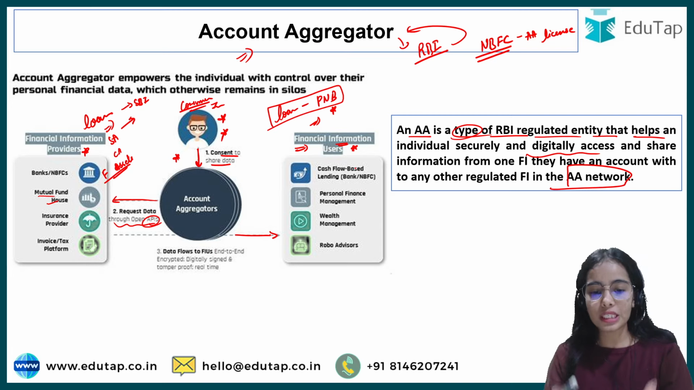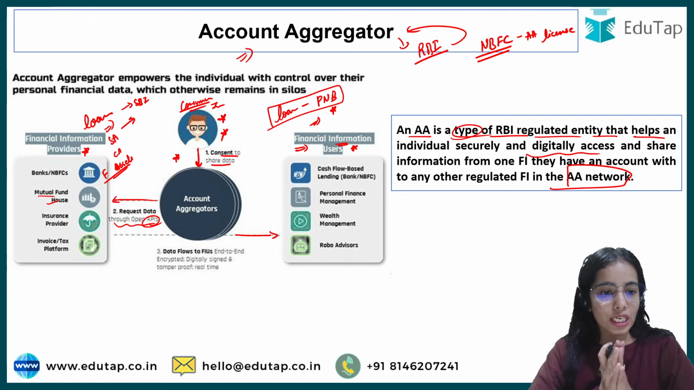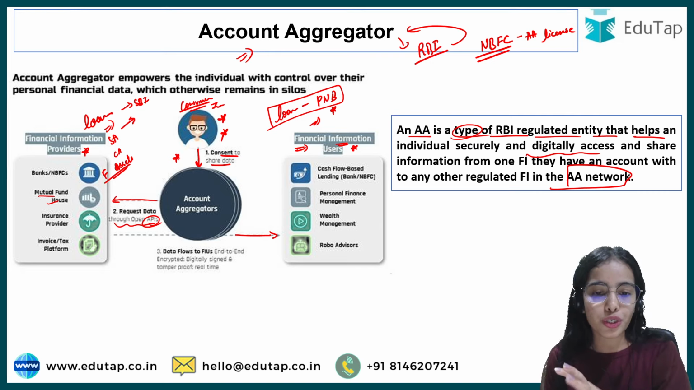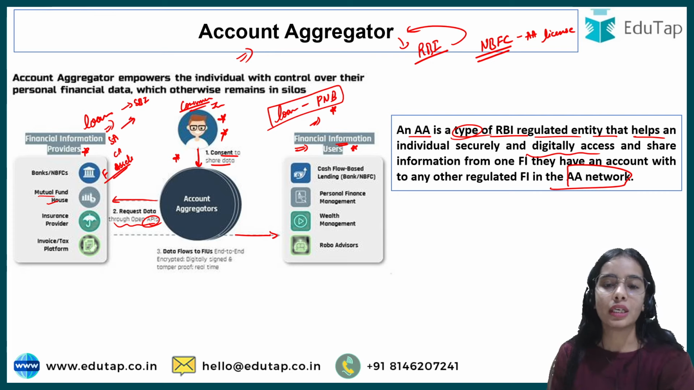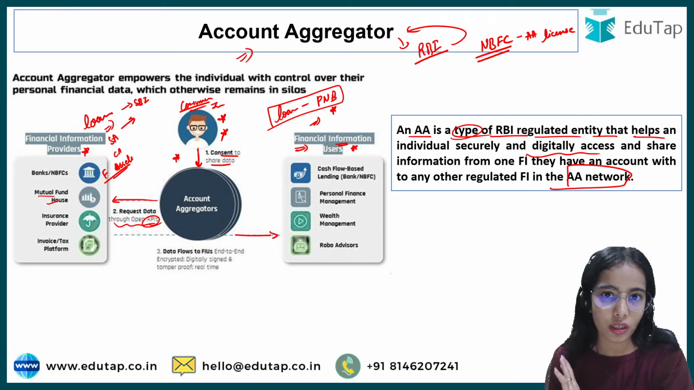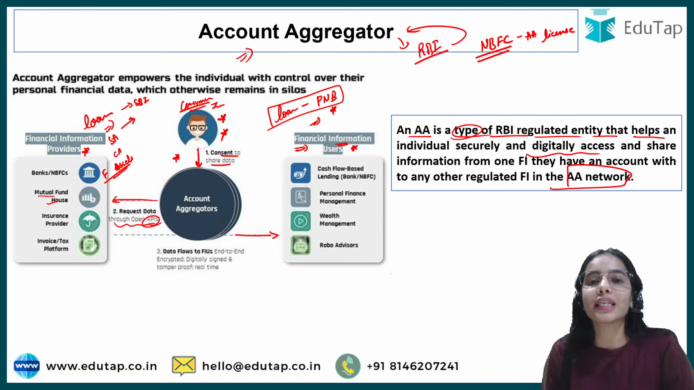Okay, so this user, that is the PNB here, will get all the information. There is no manual work needed, just the requested data has been provided, and the data flows to the financial information user. Now the PNB knows all about the information that it wants to know, that the individual had to pass on to the PNB. So you can understand how easy it has become.